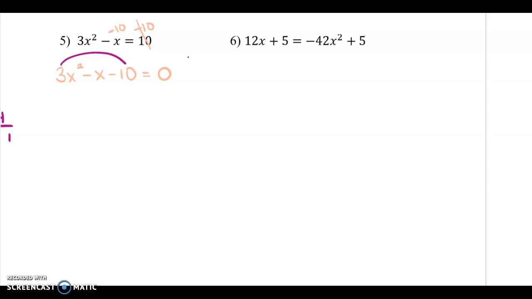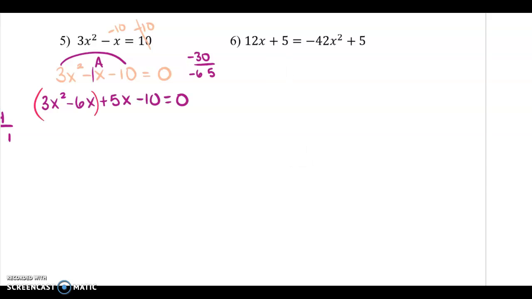Multiply the first times the last gives me negative 30. I need 2 numbers that multiply to negative 30 and add to negative 1: negative 6 and 5. So that's going to give me 3x squared minus 6x plus 5x minus 10 equals 0.